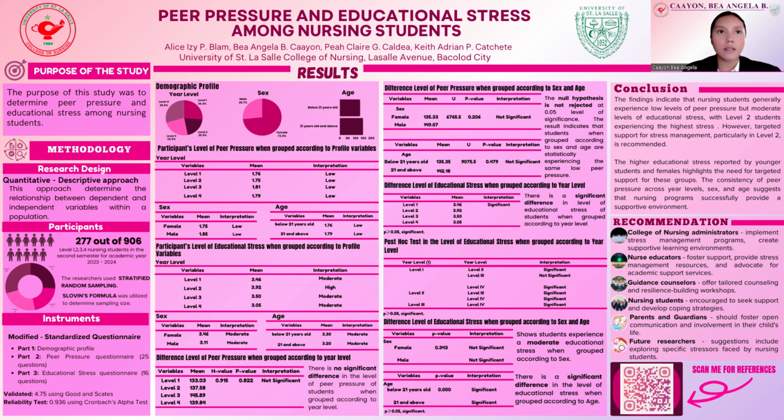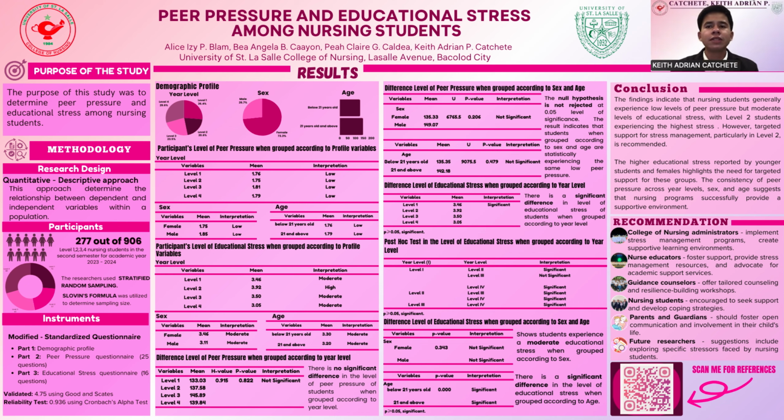Next, for the sex, both fall on the moderate educational stress range. In conclusion, educational stress affects individuals regardless of their gender. And lastly, for the age, below 21 years old and above 21 years old, both experience moderate stress levels. And in conclusion, it is found that the majority of the student nurses experience moderate stress.